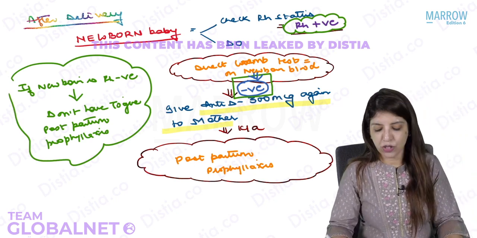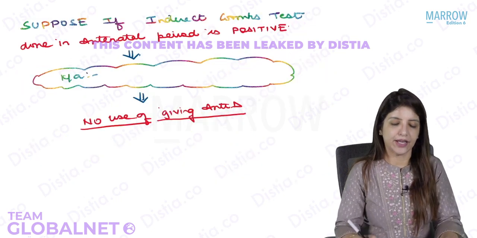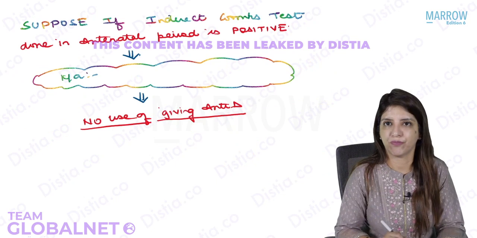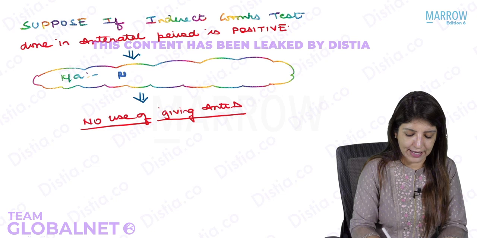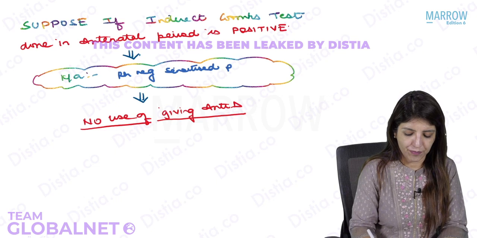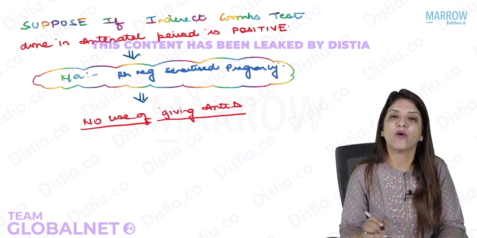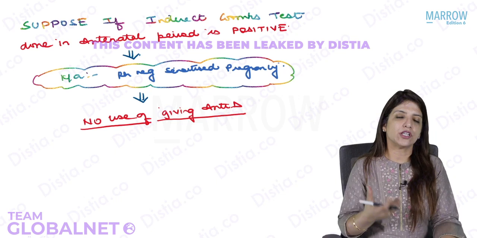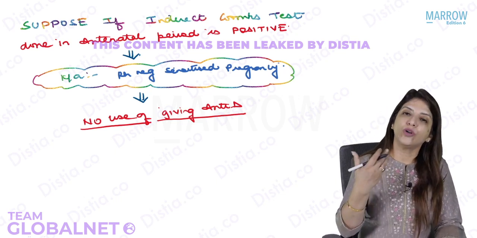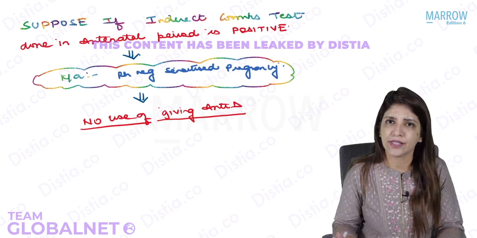Clear? Now suppose when you did indirect Coombs test at 28 weeks, the indirect Coombs test came out to be positive. Now if indirect Coombs test comes out to be positive, this is called an Rh negative sensitized pregnancy. Now, is there any use of giving anti-D? If already the fetal RBCs have entered into mother's circulation and if already they have stimulated the mother's immune system, now there is no use to give anti-D, right?